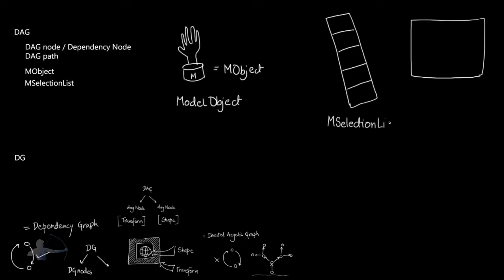So this is a special selection list, which is MSelectionList, which can select model objects or any object inside the scene. So if this is the sphere, we can add this sphere inside the selection list. And this selection list has an index as well. So the first location is the 0th location, first location, second location, third location, and so on.